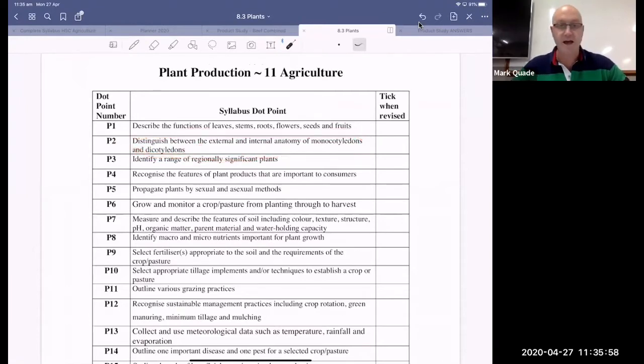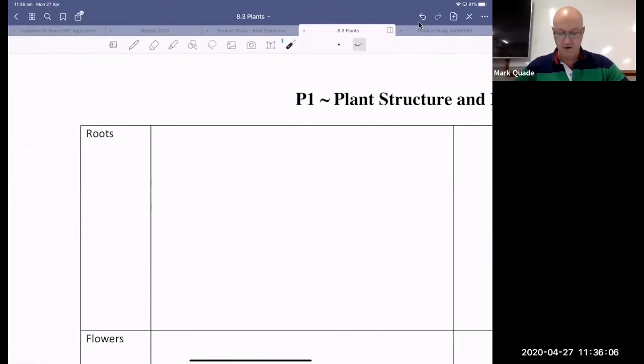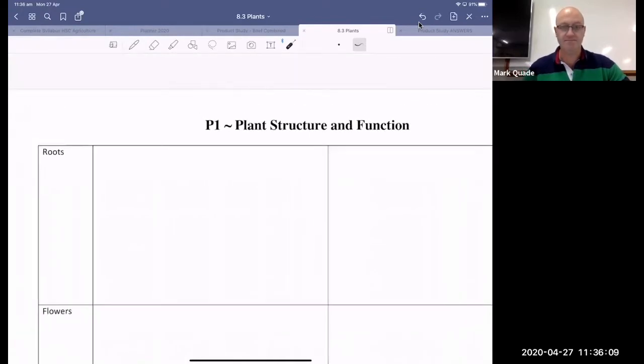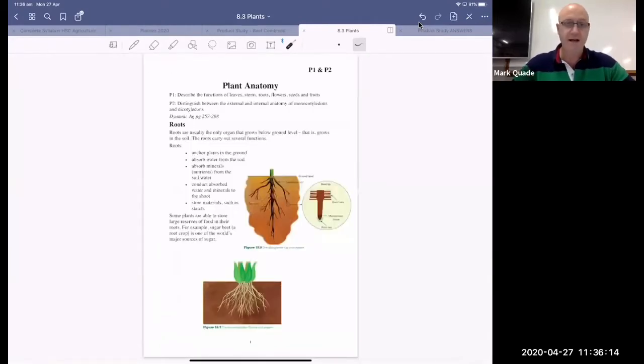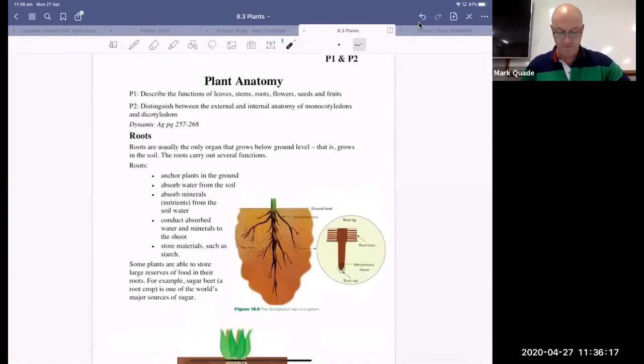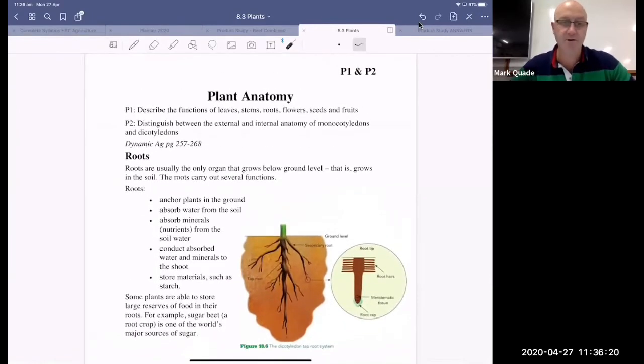We kind of need to do that as we go along, and the document that I've given you that got posted home has all this stuff in it. So let's get cracking. You can use this sheet for summaries, okay? Now, plant anatomy. I'm just going to zoom in here. This is the document that got posted home for you. If you've lost it, you can go to the Google Classroom and I'll put the PDF up there for you. You can use either. This is also in your textbook, Dynamic Ag, page 257 to 268.